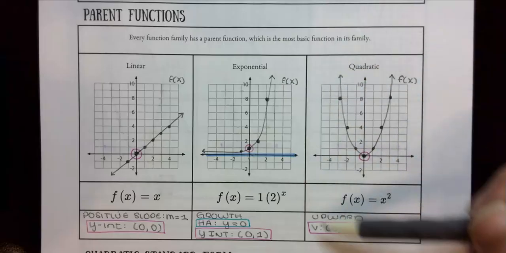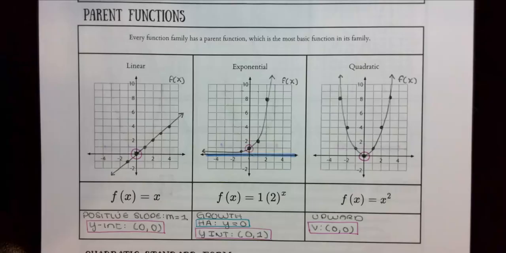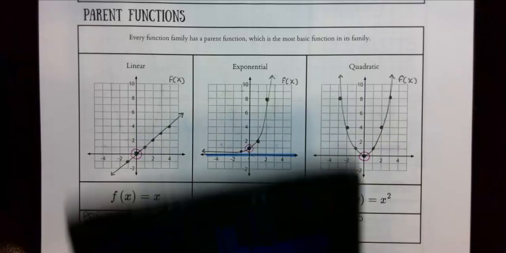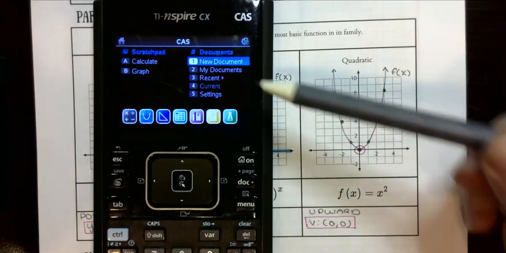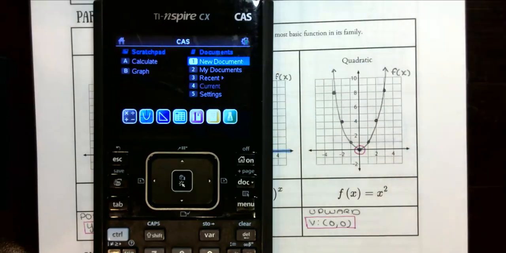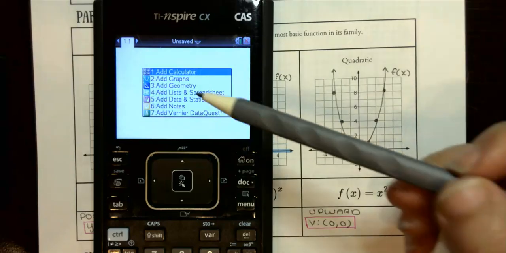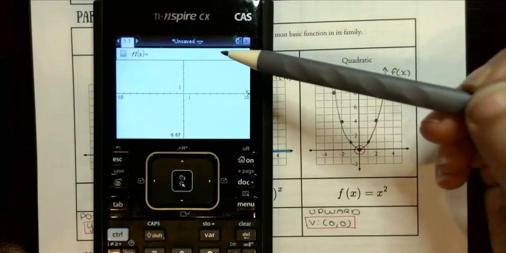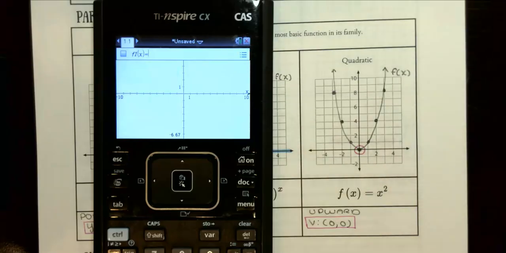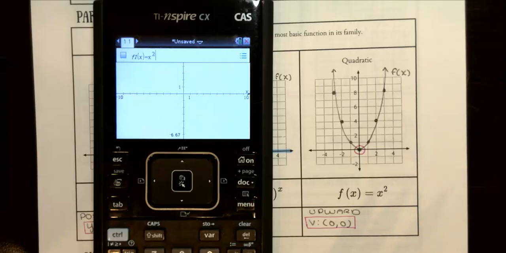So I'm going to show you how to do the quadratic function. I do want to remind you that I'm using a TI-Nspire, so if you're also using a TI-Nspire, you can follow these steps. I'm going to start off at the home screen. I'm going to hit number 1 for a new document, and number 2 to add a graph. And I'm going to add my equation right there for f1, which in this case is x to the 2nd power. I'm going to hit enter, and this is what my graph looks like.